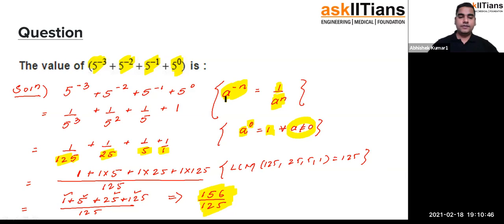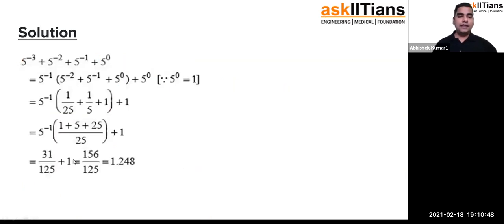All right, done. So you can see they also did it in the exact same way. First, what did they do? They took 5 raised to the power minus 1 common from the first term, second term, and third term. After taking it common, this is the expression they got. And they have also mentioned that whenever 5 is raised to the power 0, you are bound to get 1. So they replaced this 5 raised to the power 0 by 1, and this 5 raised to the power 0 by 1.